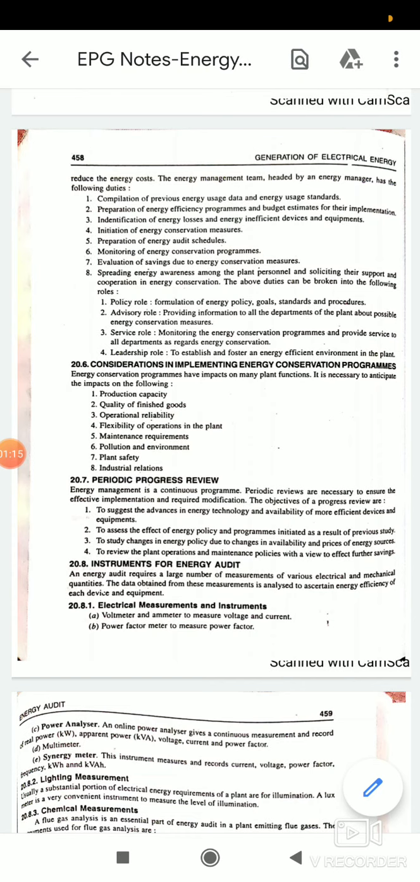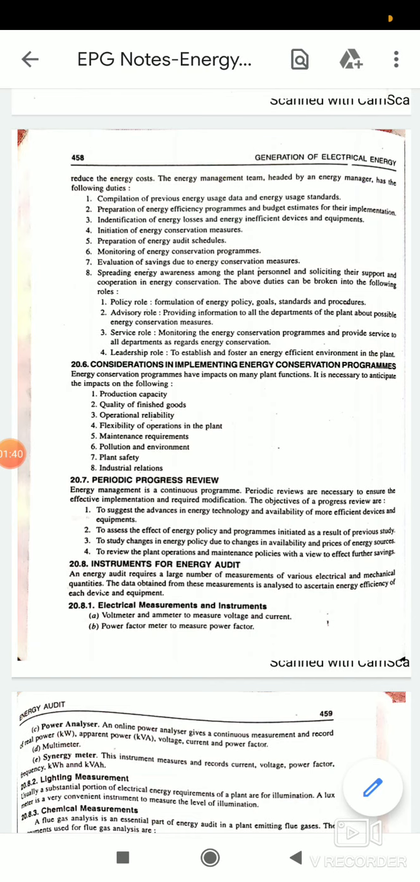Sixth is monitoring of energy conservation programs. Seventh, evaluation of savings due to energy conservation measures. Eighth is spreading energy awareness among the plant personnel and soliciting their support and cooperation in energy conservation. So these are the duties which a management team must follow.